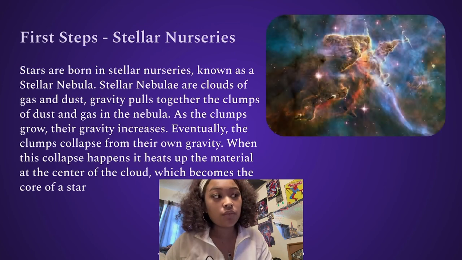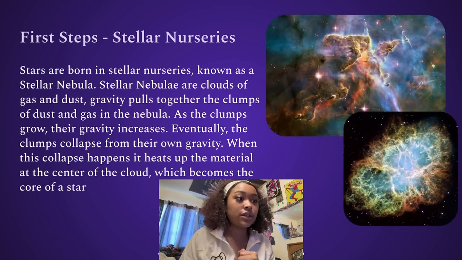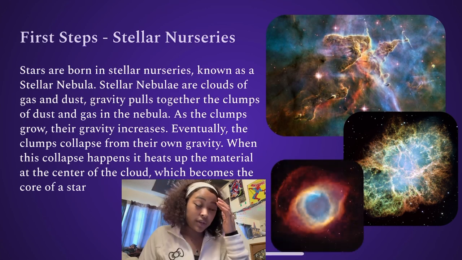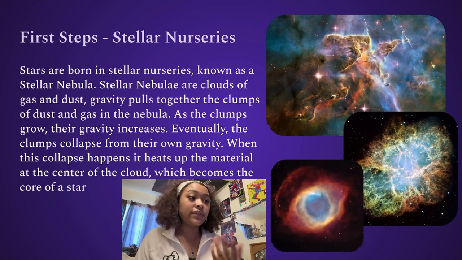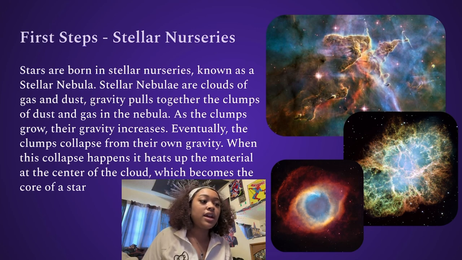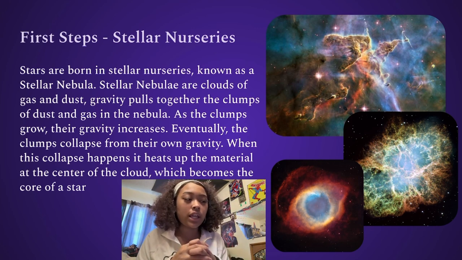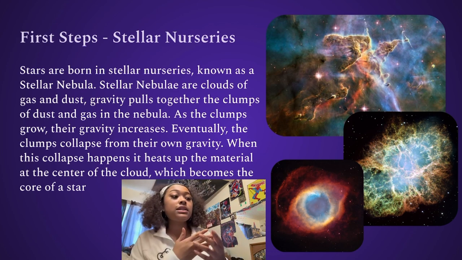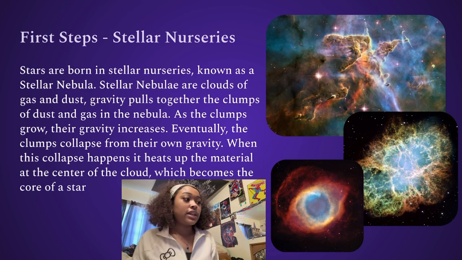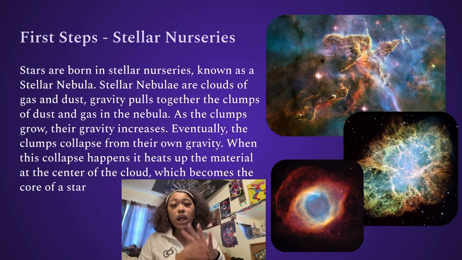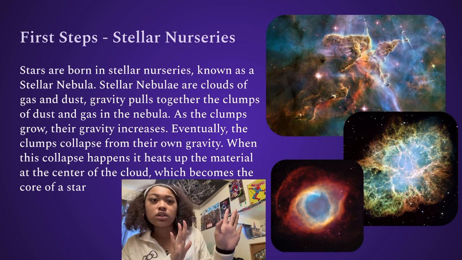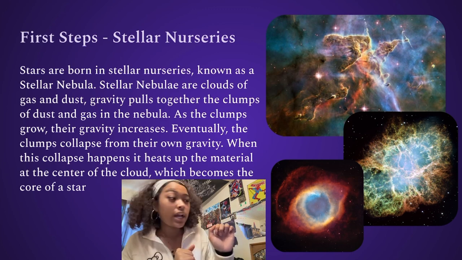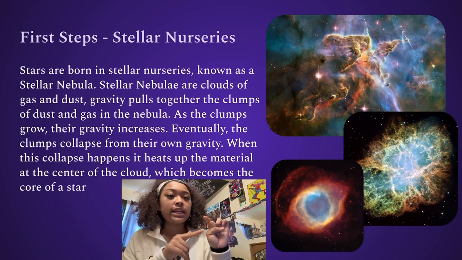Stars always come, well, not always, but they stem from stellar nurseries. So stars are born in stellar nurseries known as stellar nebulas or nebulae. They are clouds of gas and dust, and gravity pulls them together. They clump together like a little group. And as the groups grow, their gravity increases, which causes them to heat up. I got some cute little nebulae on the screen. Nebulas? I don't know. But that last one right there is the Cat Eye Nebula.